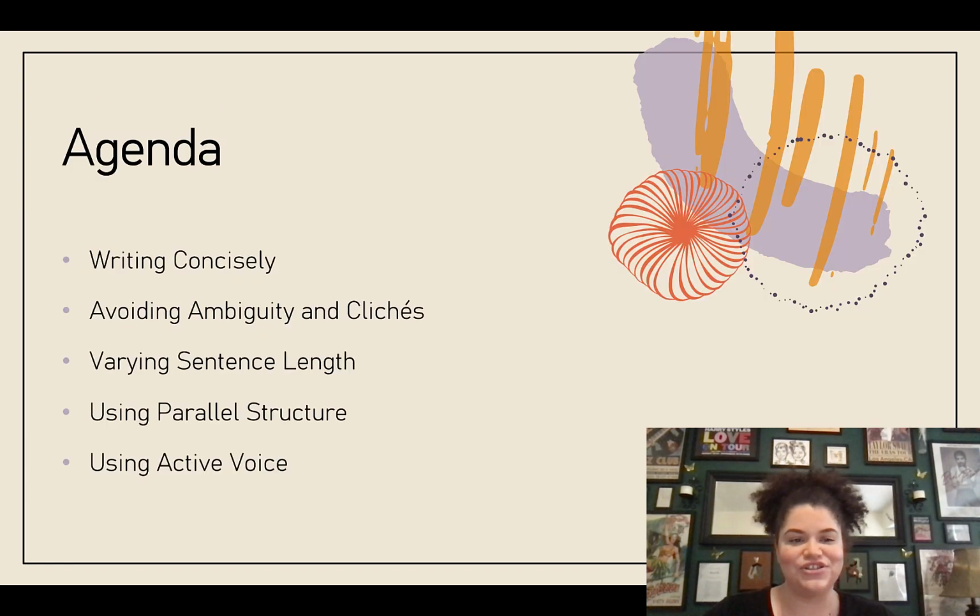So let's go ahead and get into it. This is what our agenda looks like. We're going to talk about the importance of writing concisely, avoiding ambiguity and cliches, varying sentence length, using parallel structure, and last but not least, using active voice.